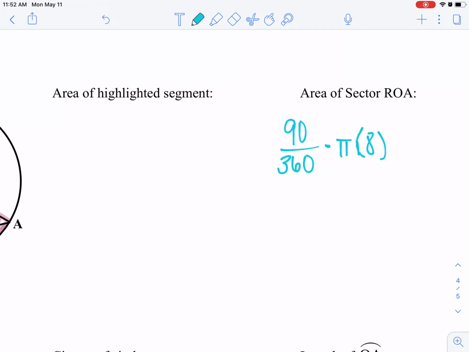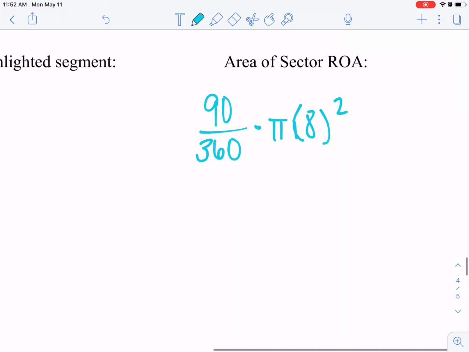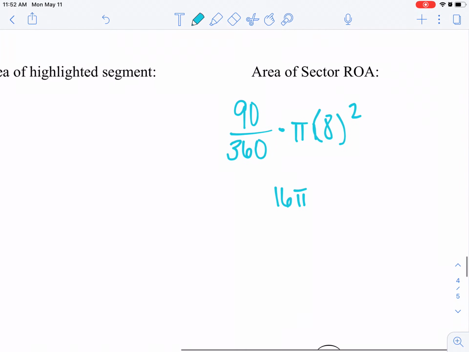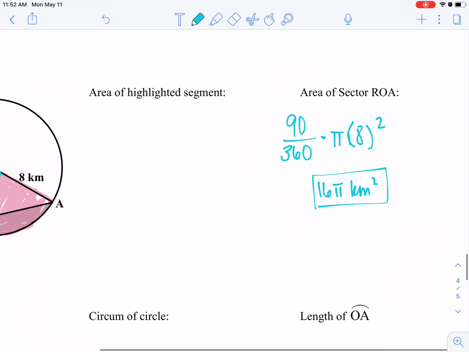So in this case, the radius is 8. So 90 over 360 is a quarter of the whole thing of the 64 pi, and when you multiply through, you get 16 pi, and our units are kilometers, so square kilometers here. Okay, so again, a fraction of the whole thing. And we use the area formula because they wanted the area of the sector.